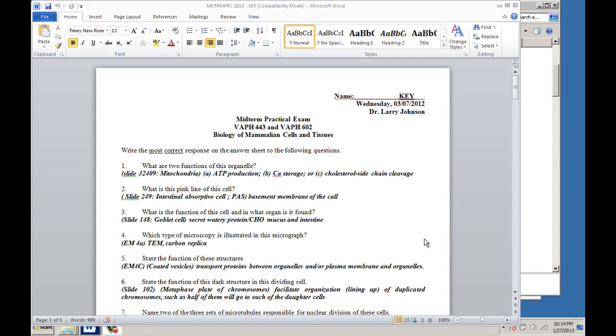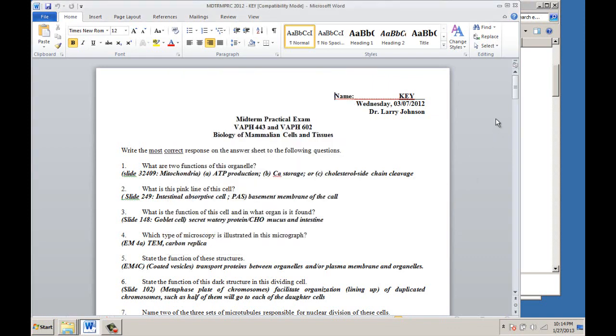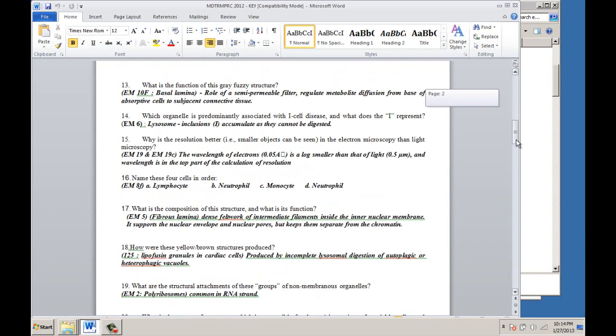Here we see some midterm practical exam questions that we have here. And you can see just some of the questions. What are two functions of this organelle? This organelle happens to be mitochondria, so to produce ATP, calcium storage, cholesterol side chain cleavage are some of those things.